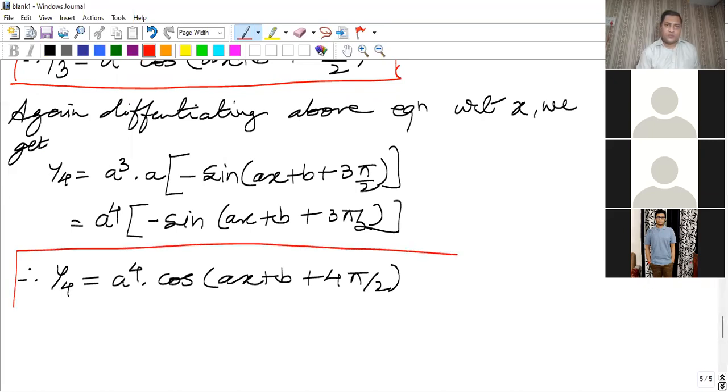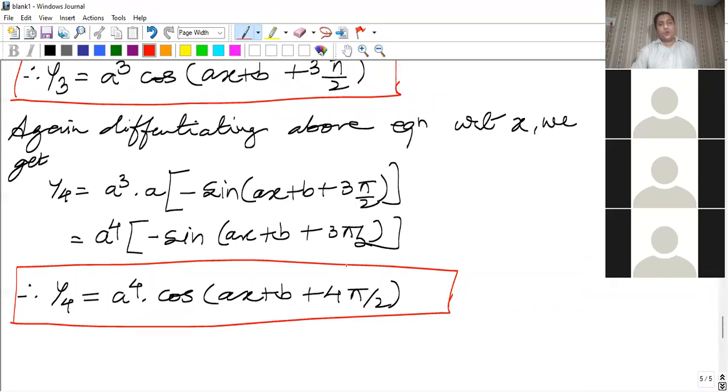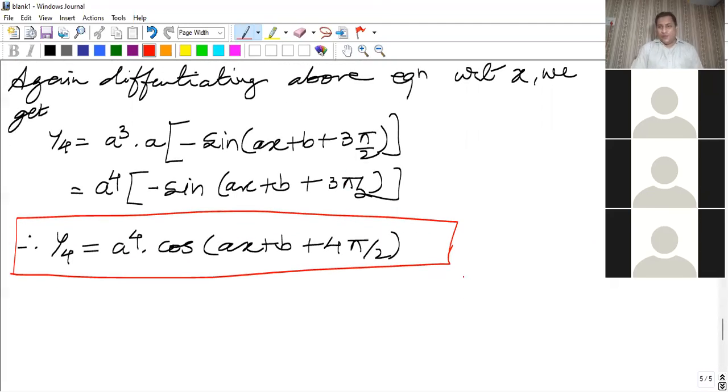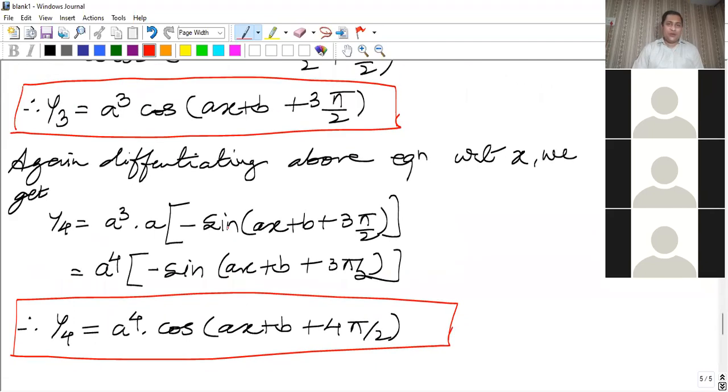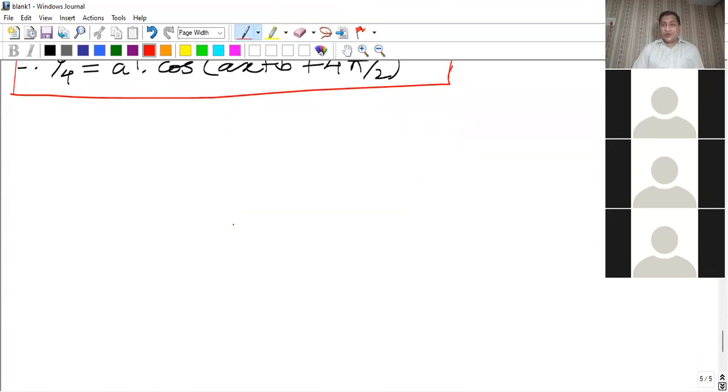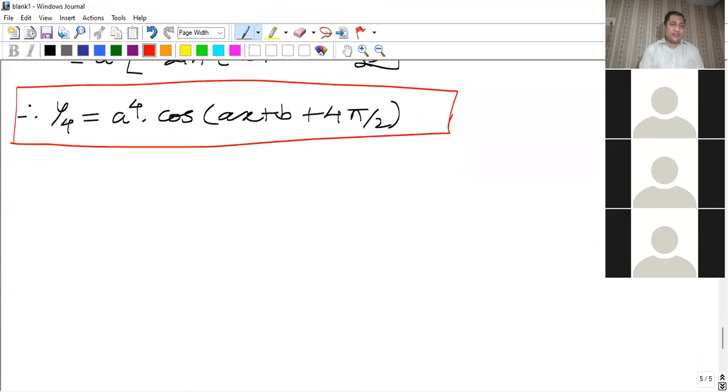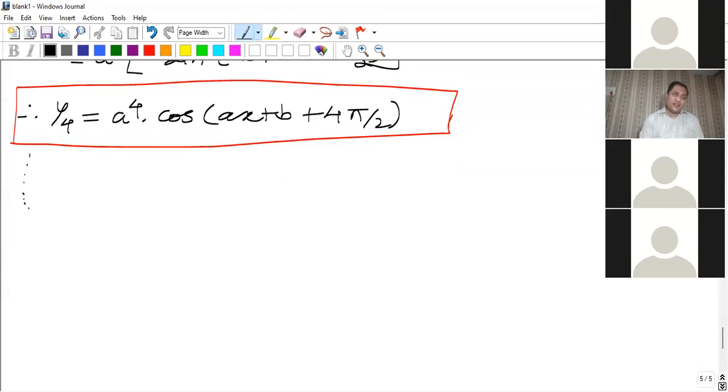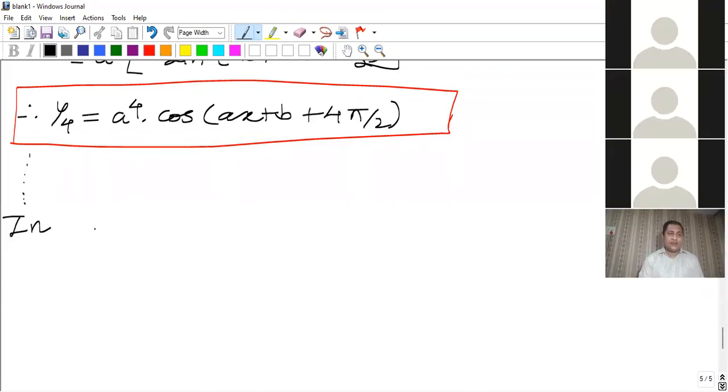Yes, sir. Great. So what we did here, we added one more pi by 2. Whenever we have a minus sign, we add pi by 2 to the angle and then it becomes cosine. So that is the simple formula that we are going to use. And now you observe the pattern. You need to identify the pattern. Just raise your hand if you are getting any pattern, or better, write it down and then you can tell me.